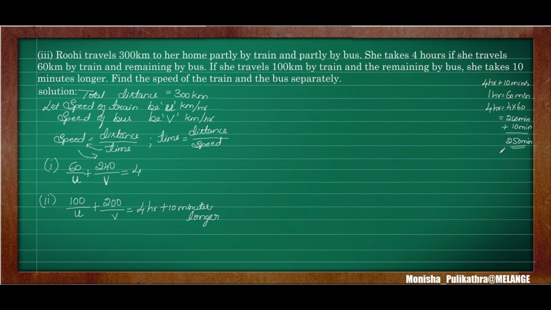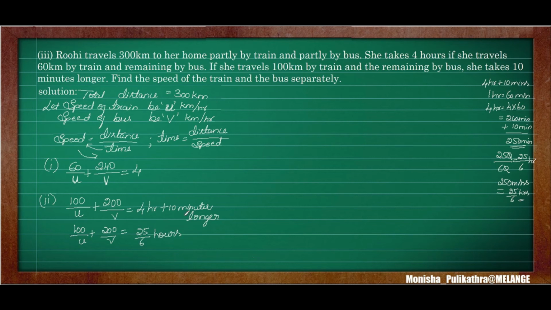So 1 hour is equal to 60 minutes. If we need to convert minutes into hours, we need to divide by 60. Here the 0 cancels, and it is equal to 25 by 6 hours. So 250 minutes is also equal to 25 by 6 hours. Hope you understood that. So the second equation will become 100 by u plus 200 by v is equal to 25 by 6 hours.